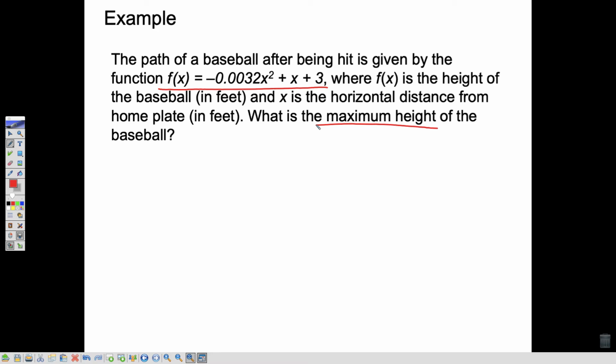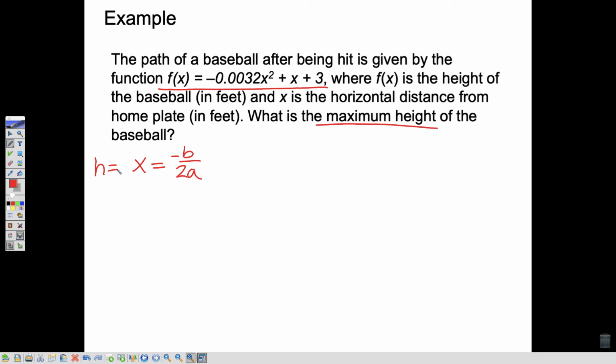Negative b over 2a. Good job, Sadie. Thank you. So that's negative, also known as h in vertex form, correct? Yes. So I go negative b over 2a. Is it written in order? Yes. So what is b? 1. Thank you very much.